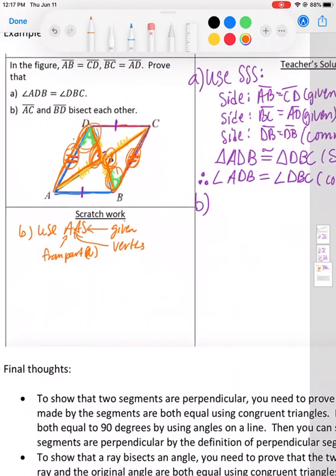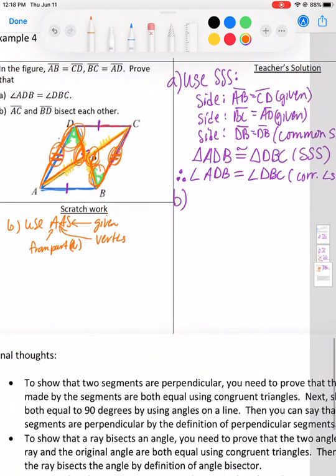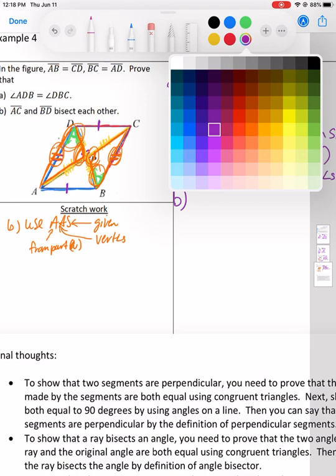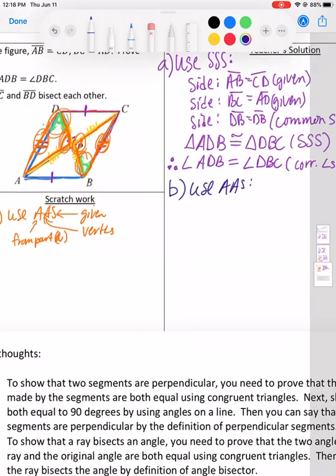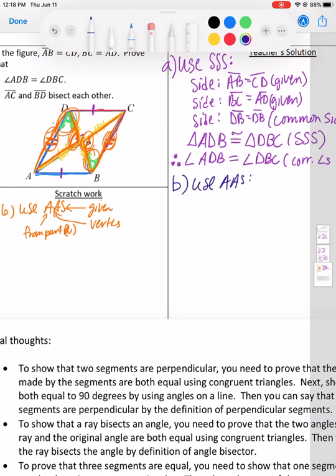Now, in part B, I'm using this blue here. In part B, I'm using what I've done from part A. So let's go ahead and see how this will work out for a teacher solution. We're using angle, angle, side. Okay. Now my first angle was from part A, so angle correspondence.